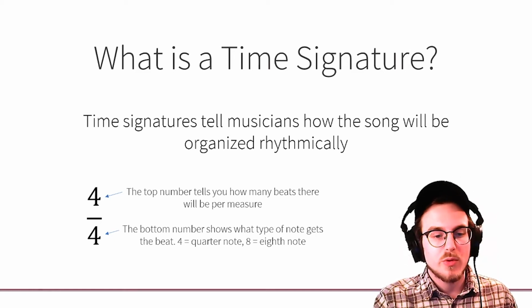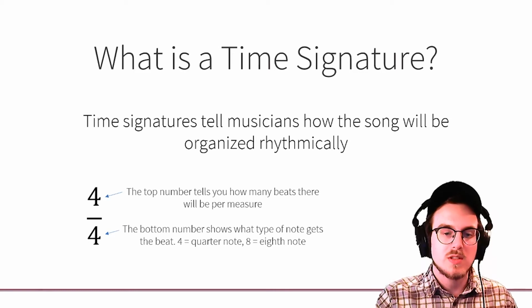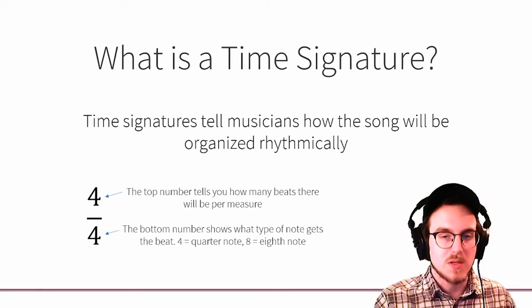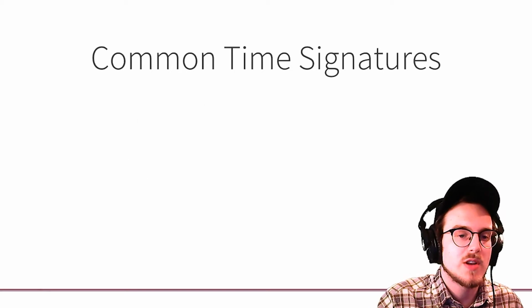So if we look at 4/4 though, it is correct, right? There's 4 beats in a measure and the quarter note gets the beat. So every single measure we expect this grouping of 4 quarter notes. That's correct. So let's talk about the common time signatures before we go into these in a little more depth.